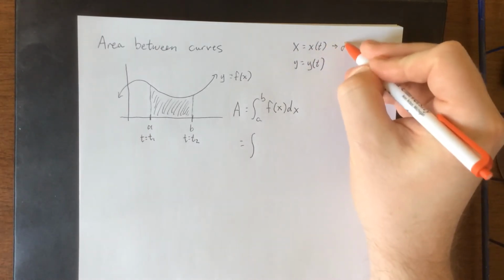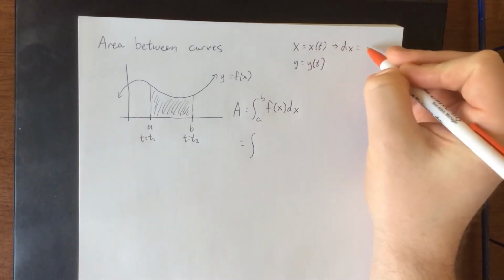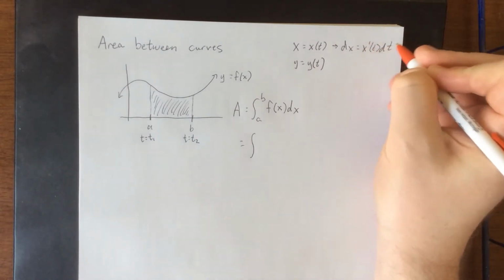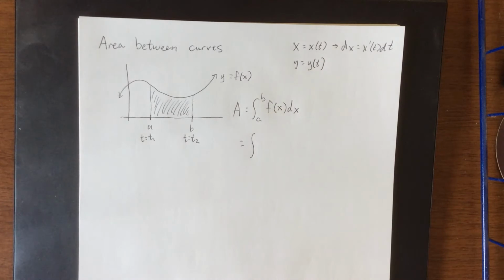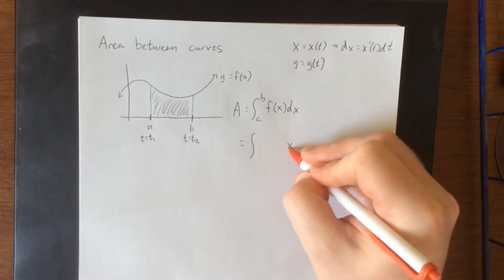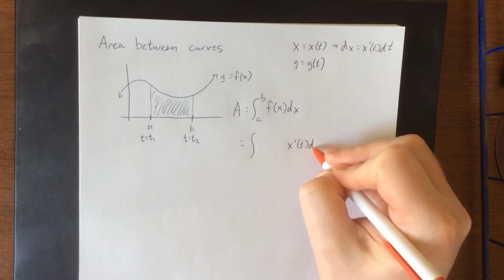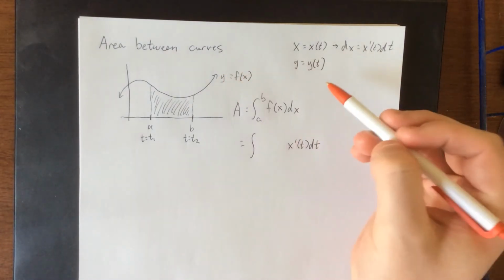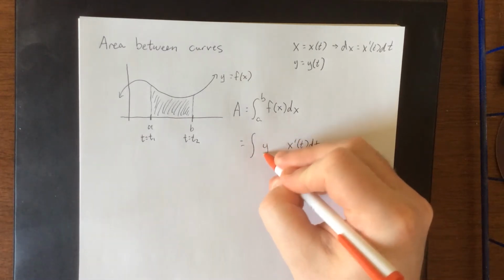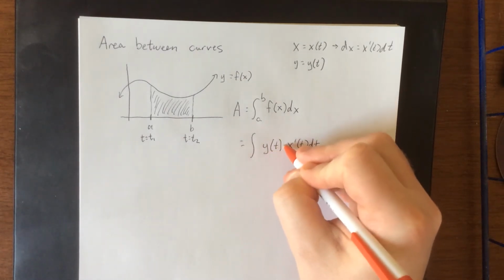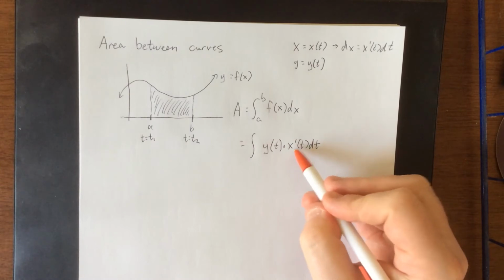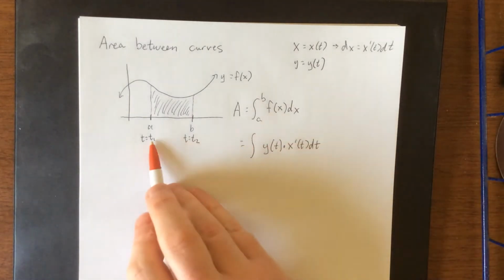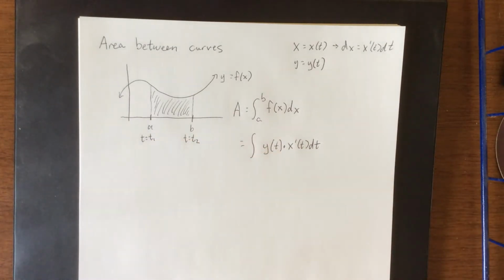As a result, dx, and this is going to look a whole lot like a u substitution, this will be x prime of t dt. That way we can turn our dx into x prime of t dt. F of x is simply referring to the y value, so the y can just stay as y. We'll take whatever the function of y is as a function of t and multiply by x prime of t dt. Our two bounds will then have to be values of t as well.